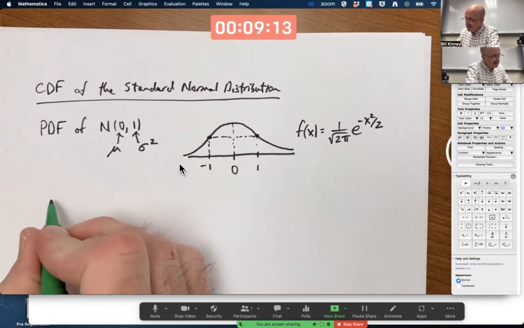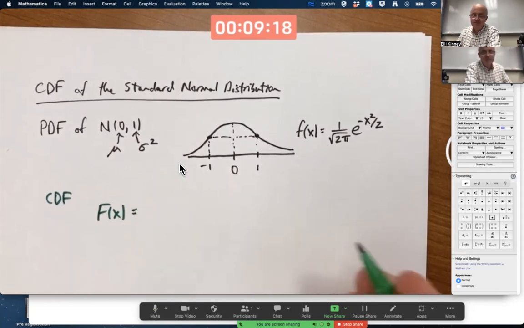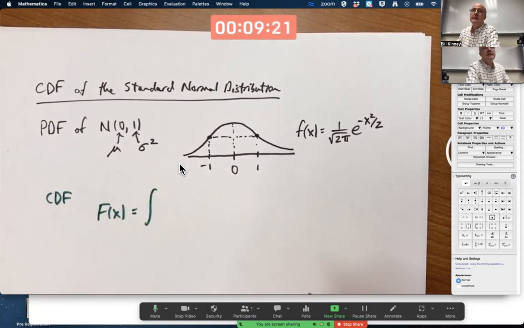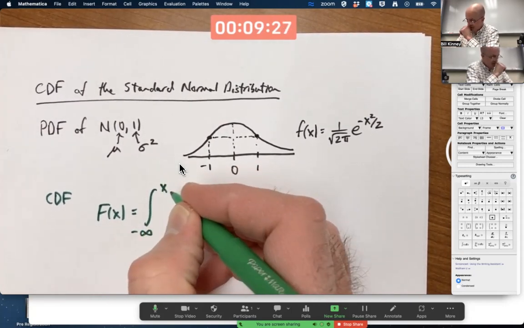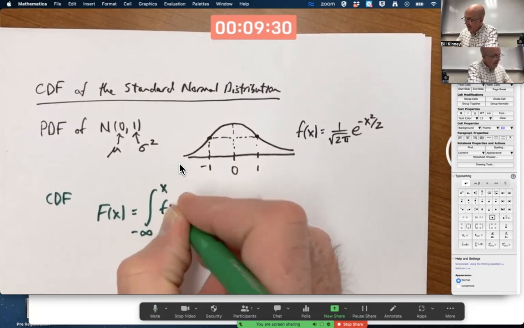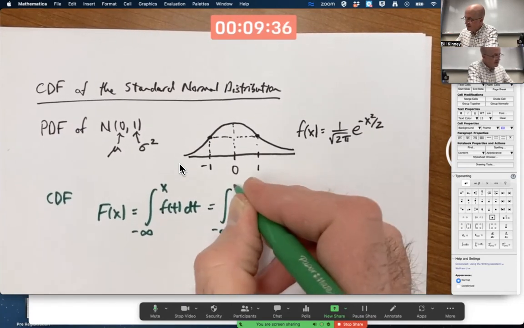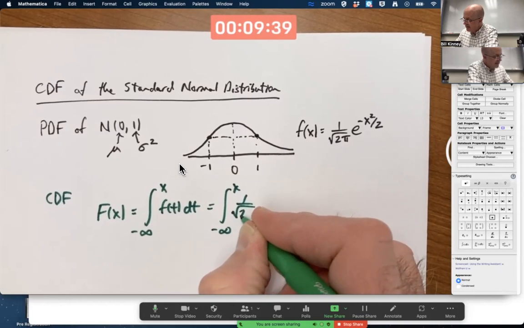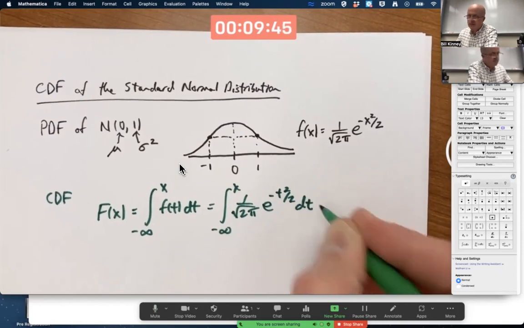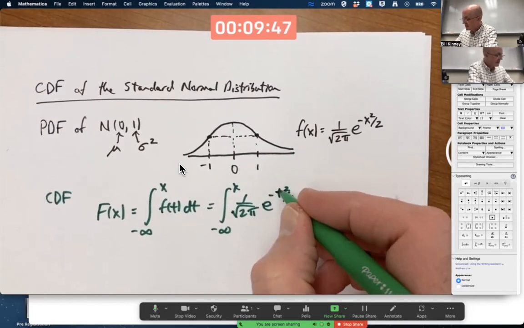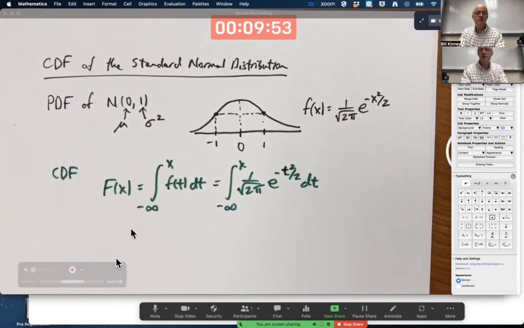What's the CDF? The CDF, capital F of x, as always, is going to be the integral of the PDF. Technically from minus infinity up to an arbitrary value of x, f of t dt. The t here is just a dummy variable. It doesn't really mean anything. I'm just trying to use something different than x in there. Maybe you'd prefer using u or z or something. That's the CDF of a standard normal distribution.